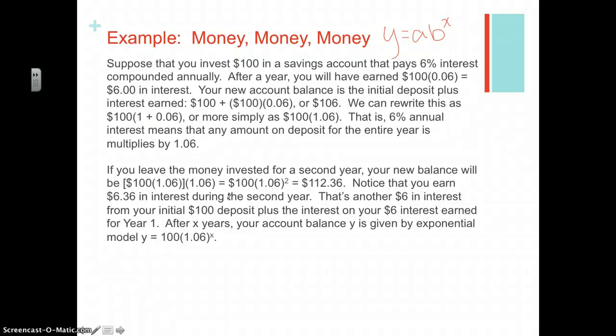Notice that you earn $6.36 in interest during the second year. That's another $6 in interest from your initial $100 deposit, plus the interest on your $6 interest earned for year one. After x years, your account balance y is given by the exponential model y equals 100 times 1.06 to the x, which fits the form that we wrote up here for an exponential model.